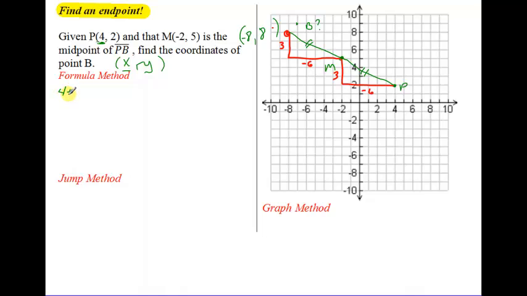So I go 4 plus x, and then I divide by 2, just taking the average, and set it equal to my midpoint number. And my midpoint number was given this time as -2. So you get to set up an algebra equation to solve.